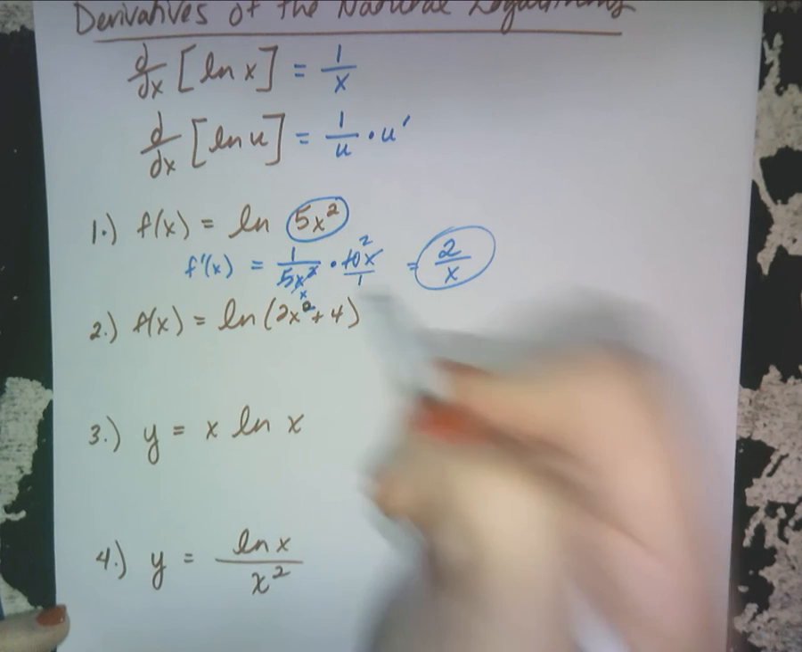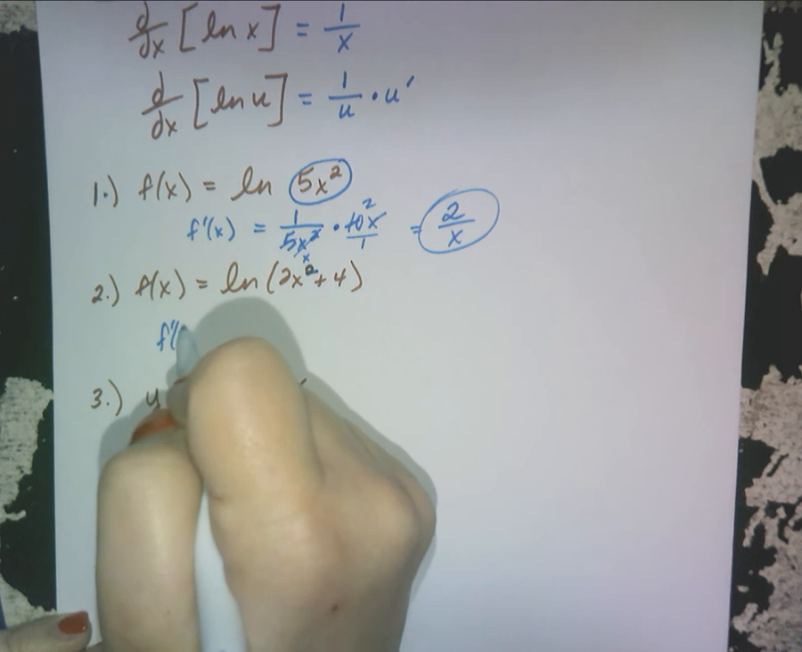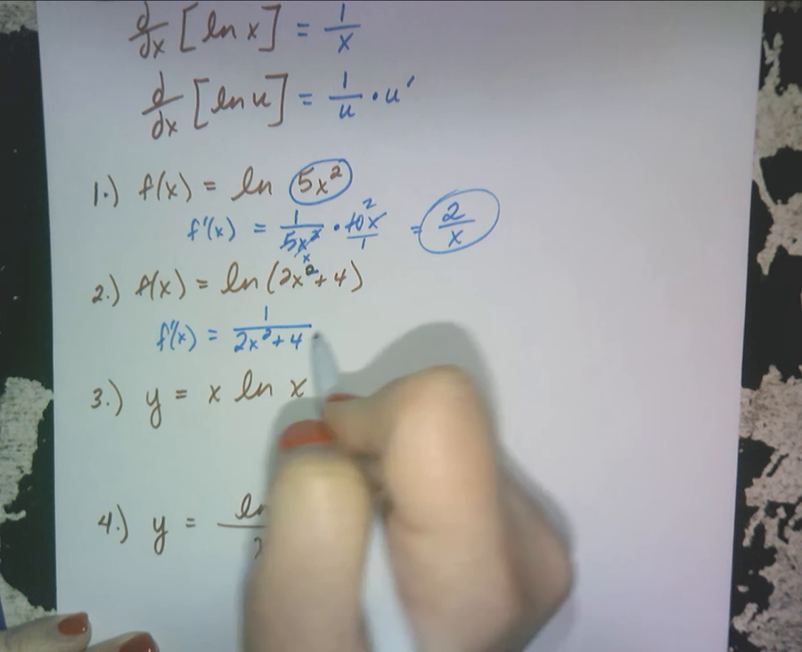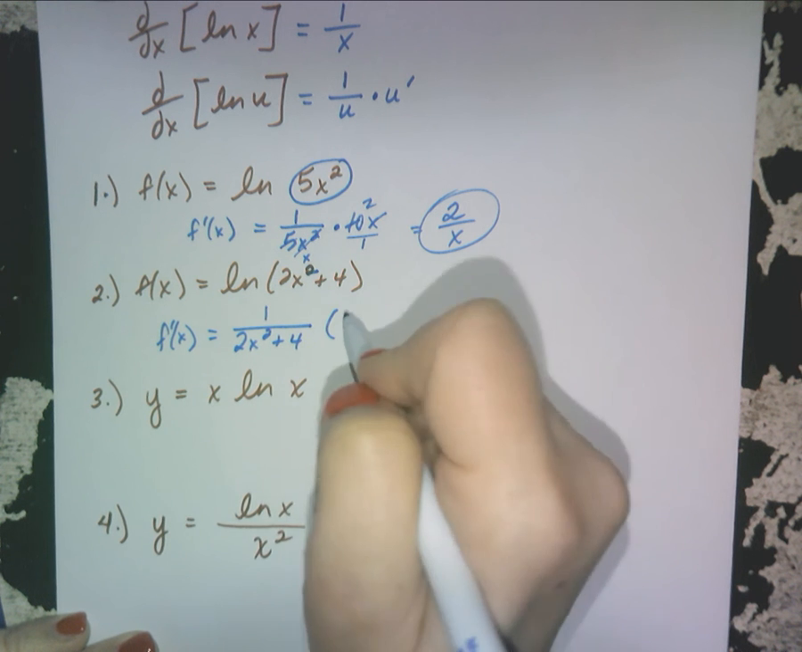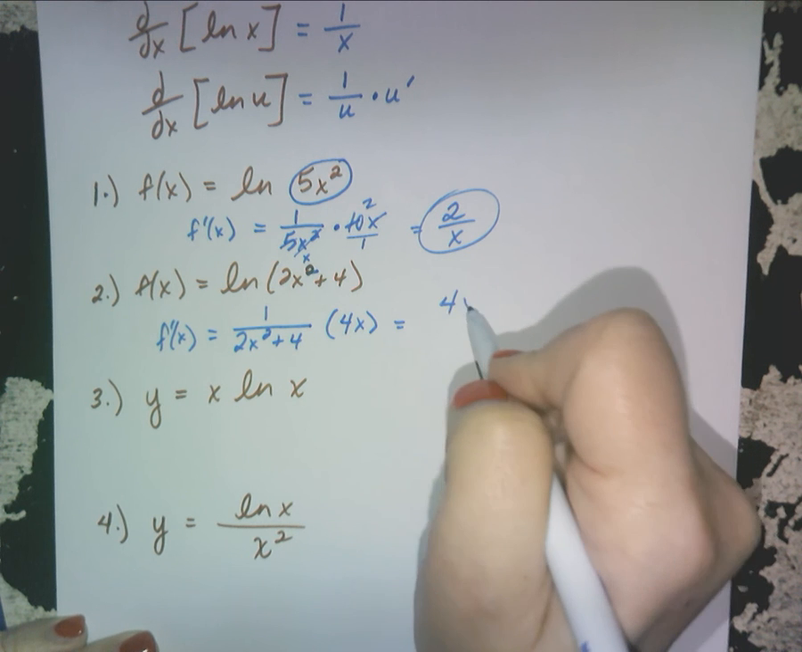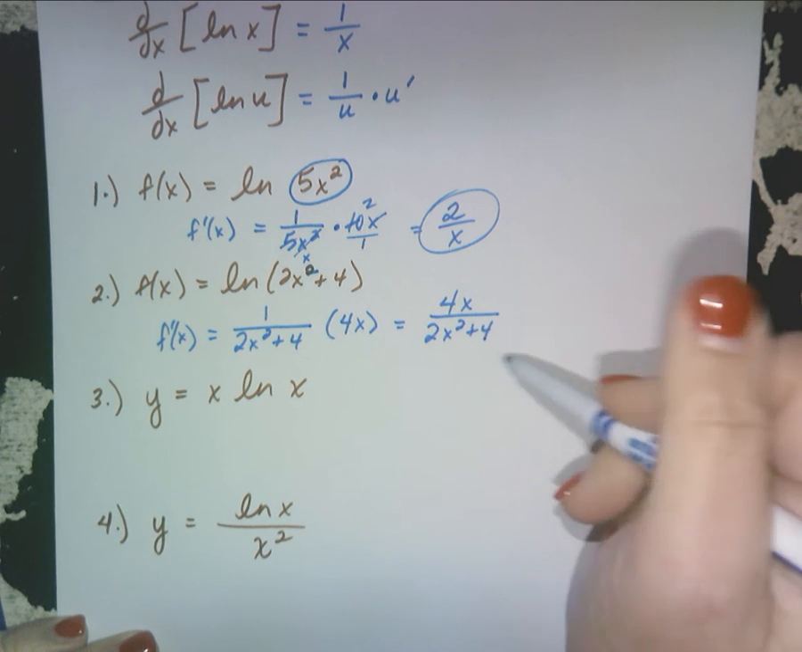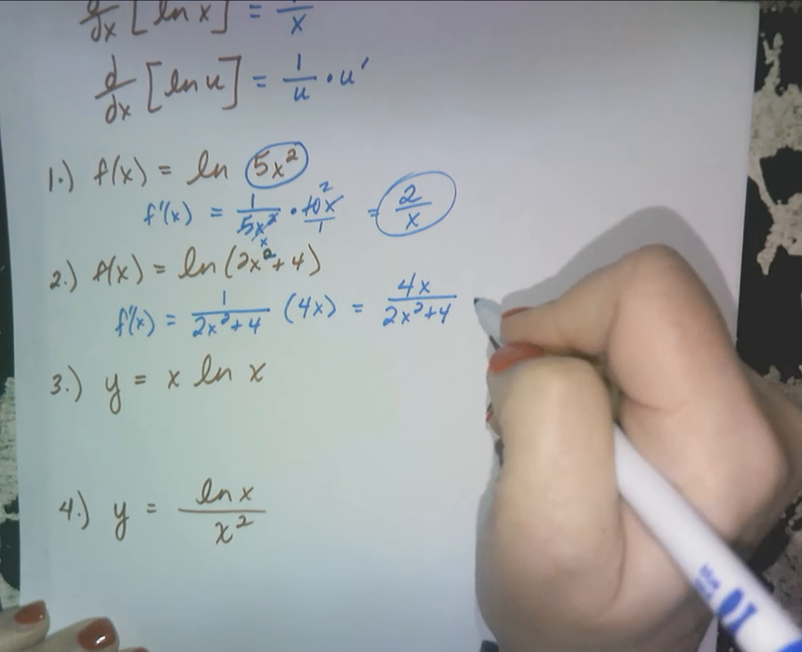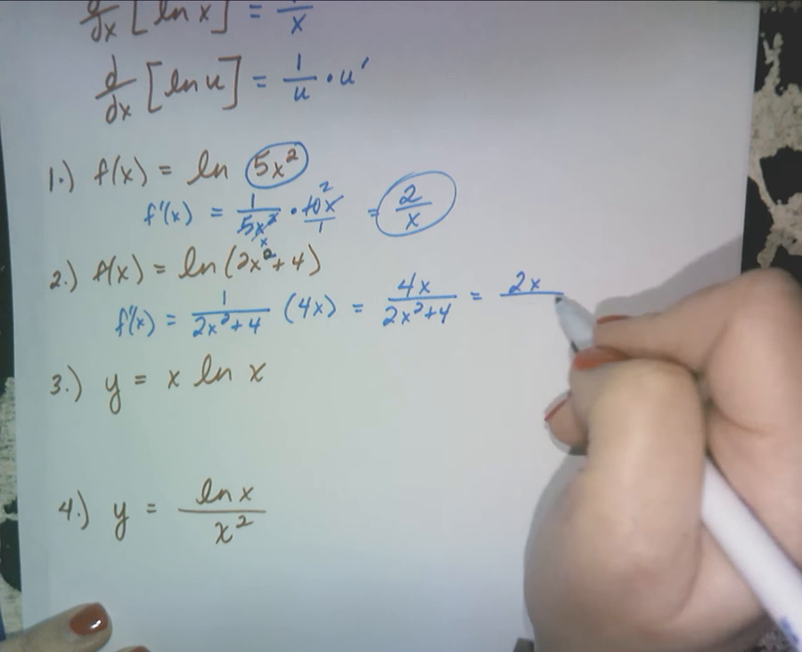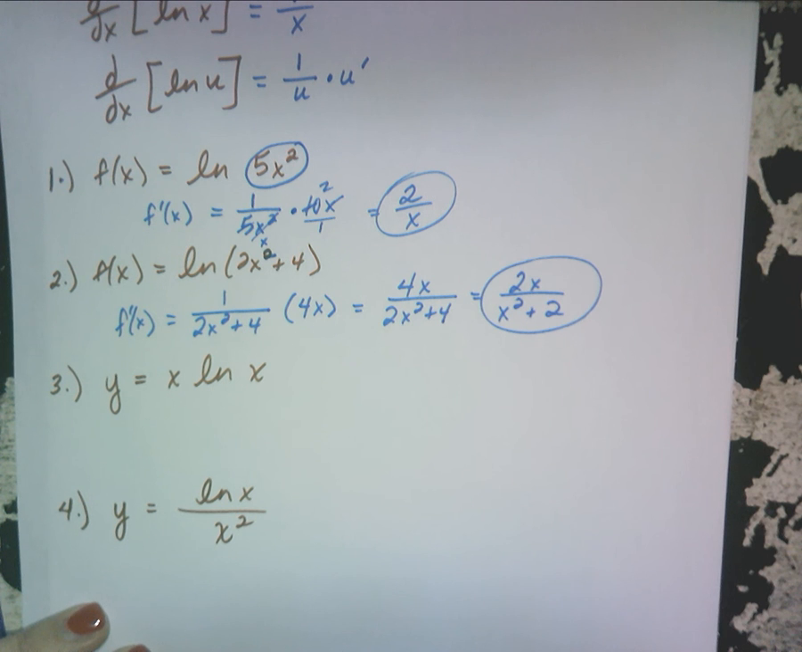This is a squared, by the way. Sorry, it looks weird. All right, so what would I write for this derivative? 1 over 2x squared plus 4 times 4x, that's it. Write it as one fraction, 4x over 2x squared plus 4. Can that reduce further? Yeah, you want to reduce it further, so divide everything by 2. So you should have 2x over x squared plus 2. Easy.